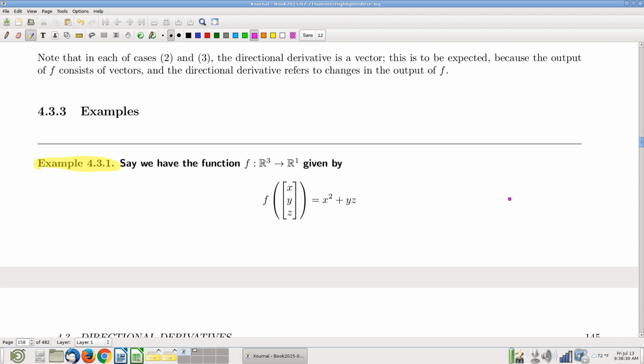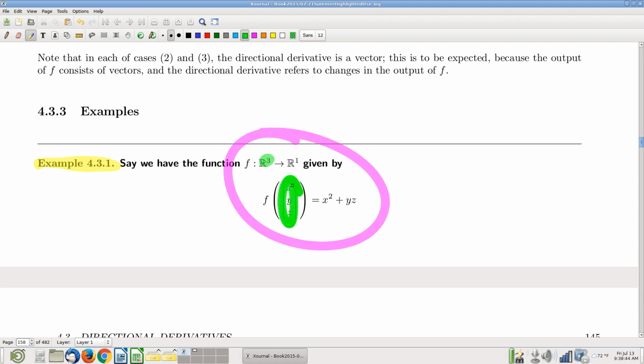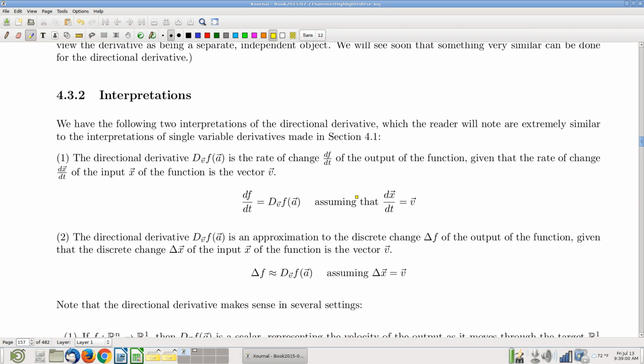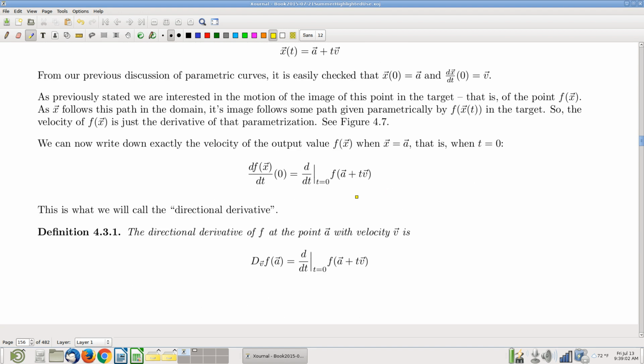Here's a multivariable function. It's a function from R3. Note there are 3 input variables, into R1, notice that there is 1 output value. And let's compute a directional derivative of this function. Now, keep in mind that if you want to compute a directional derivative, let's go back to our definition. A directional derivative of a function requires that you tell me where you are and what's the input velocity.